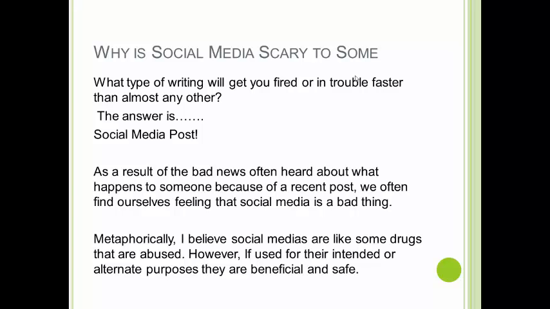I would see either on the news or hear about it from other teachers, something that happened on social media and got someone else in trouble. So often this leaves us with the feeling that social media is a bad thing. However, metaphorically, I think that social media is just like some types of drugs that are abused by people. If they were used for their intended purpose, or sometimes even their alternate purpose, they are beneficial and safe.